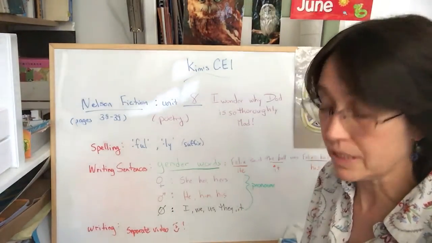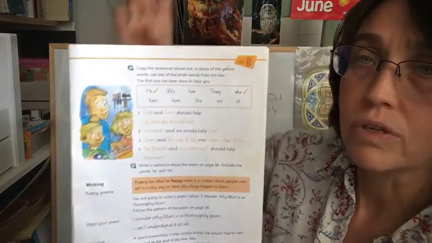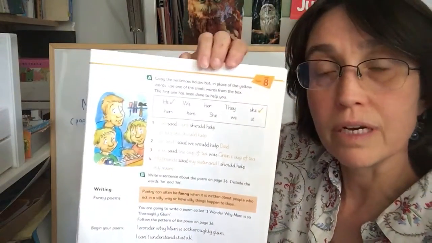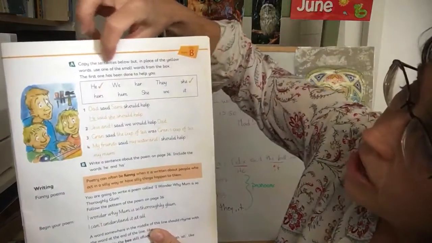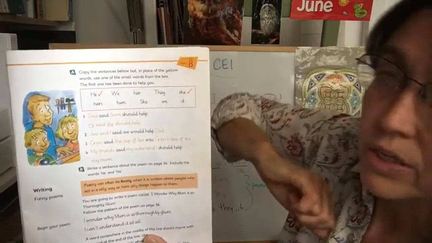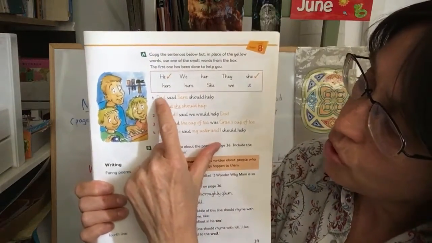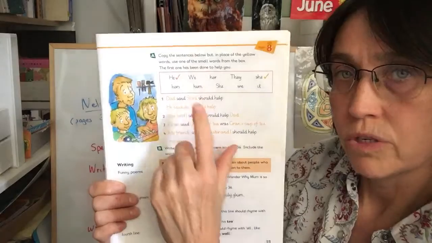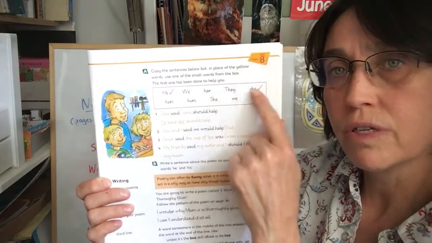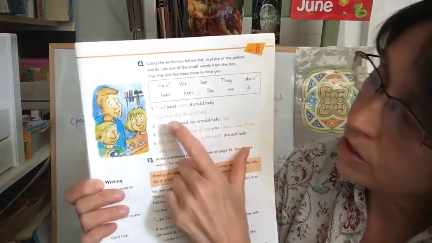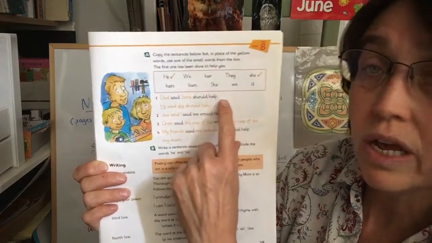Okay, this is a little bit a difficult concept, so just take your time and do it carefully. You can ask for help either by WhatsApp or email, or ask Mommy and Daddy to help, okay? Now here, what I would like you to do is to copy these sentences. However, the yellow words, okay, which are often nouns, you need to replace them with the pronouns that are in the box. So in the first one, it says, Dad said Sarah should help.